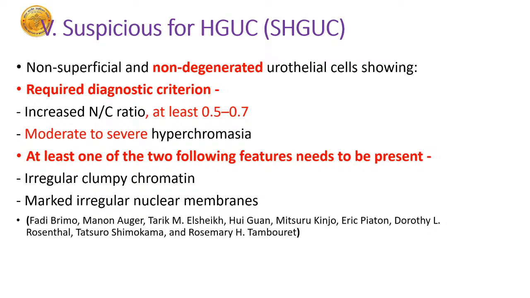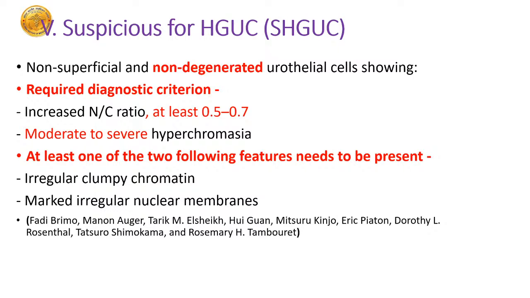The next category is suspicious for high-grade urothelial cancer. So in atypical urothelial, we had one definite and one minor criterion. Please remember, here we have 2 required criteria and one of the following minor criteria needs to be present. So there the ratio was 0.5. Here they have said the increased NC ratio at least 0.5 to 0.7.